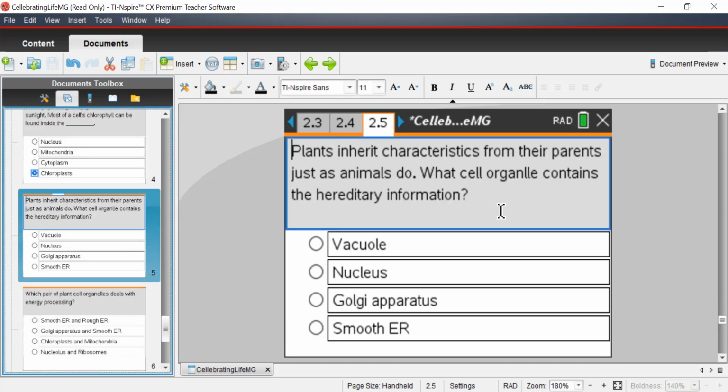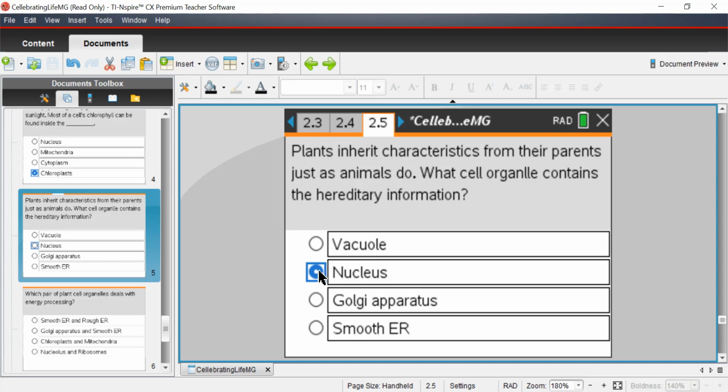Page 5. Plants inherit characteristics from their parents just as animals do. What cell organelle contains the hereditary information? Remember when I said earlier that this organelle has the DNA? The DNA is your playbook. All right, it's your blueprint. It's everything that makes you. And the DNA in a plant is all the instructions on how to make that plant, tree, whatever it is. Okay, so that DNA, if you remember, is found in the nucleus, and it doesn't leave the nucleus, it stays there.